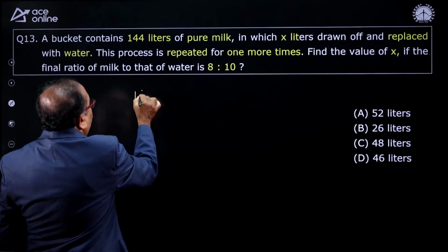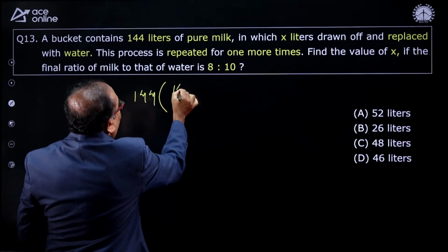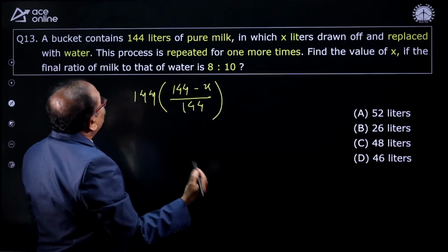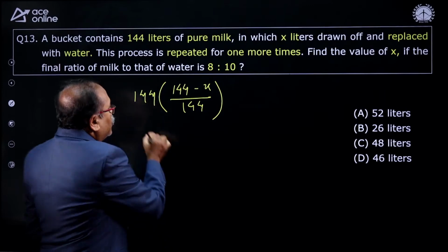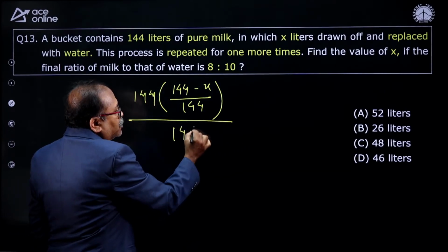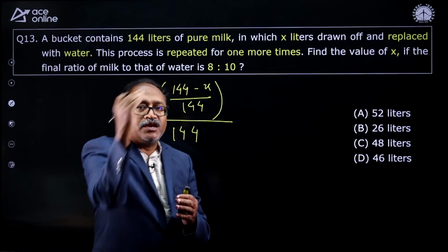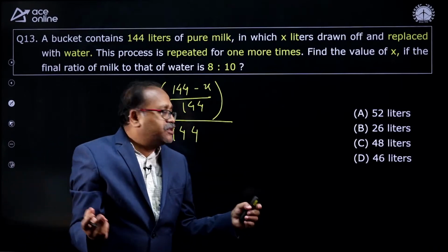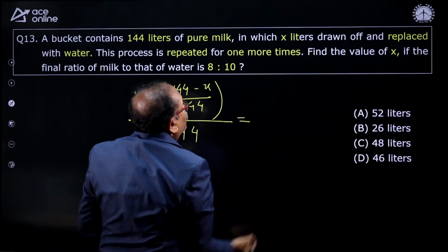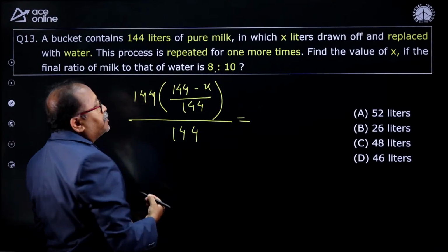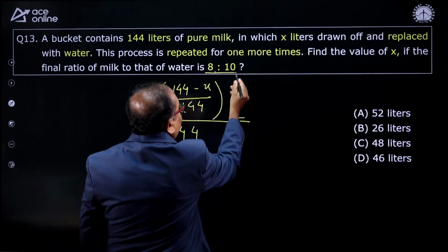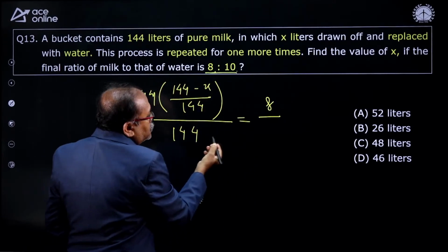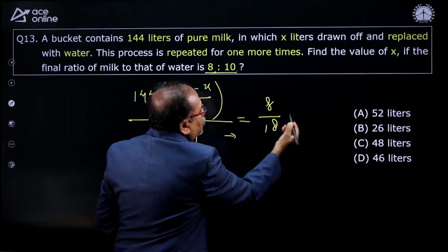So here, this is 144 into 144 minus x by 144. So this is the pure milk left. And by the total quantity, the mixture is 144, because we are taking out the milk and then pouring the water. So the quantity becomes the same. So this is the total quantity, and it is equal to the ratio 8 by 10. No, 8 by 18. So this is 8 by the total quantity, as the total quantity is 18.